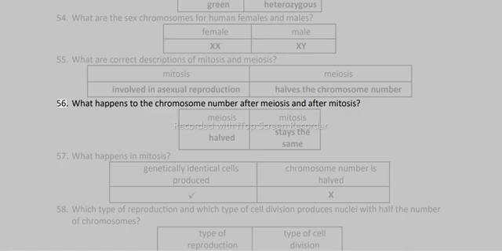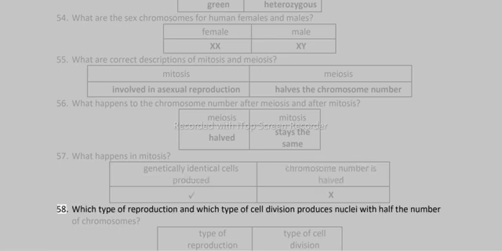56. What happens to the chromosome number after meiosis and after mitosis? Meiosis, halved; mitosis, stays the same. 57. What happens in mitosis? Genetically identical cells are produced. 58. Which type of reproduction and which type of cell division produces nuclei with half the number of chromosomes?